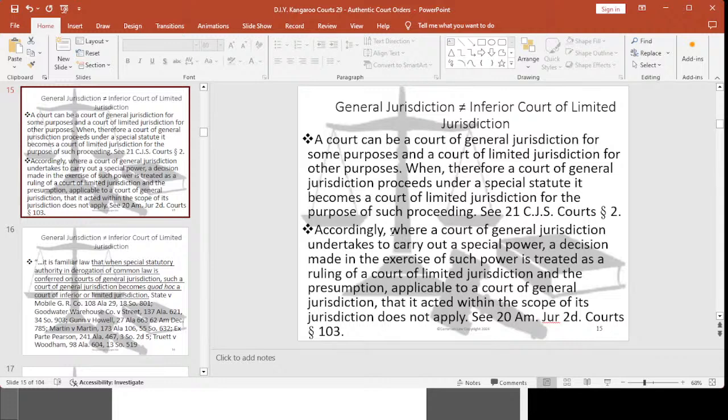Accordingly, this is Book 20 of American Jurisprudence, second edition. Accordingly, where a court of general jurisdiction undertakes to carry out a special power, a decision made in the exercise of such power is treated as a ruling of a court of limited jurisdiction, and the presumption applicable to a court of general jurisdiction that it acted within the scope of its jurisdiction does not apply. So they know that they're putting on a charade. It's a kangaroo court. They know that's what they're doing. And so then their presumptions are different too.